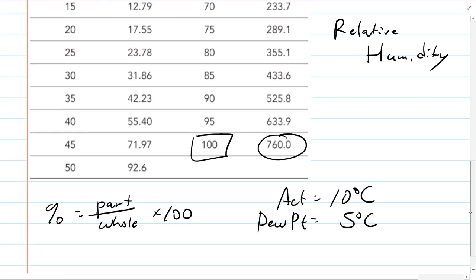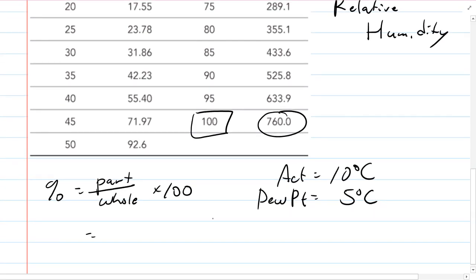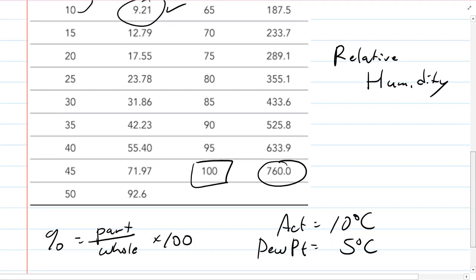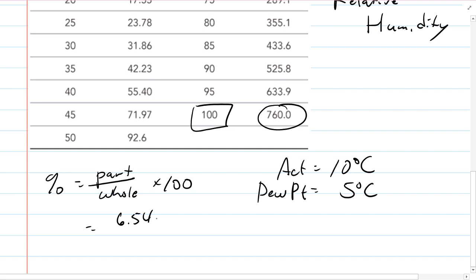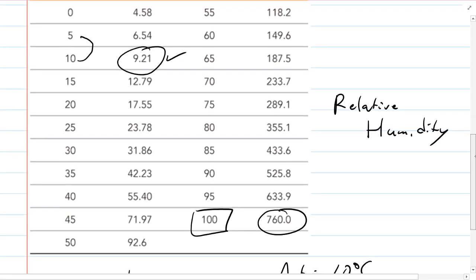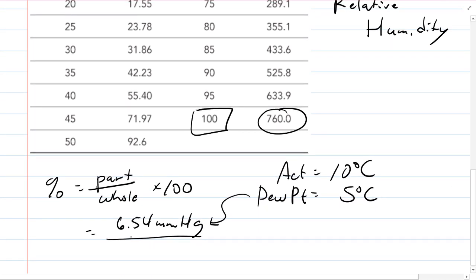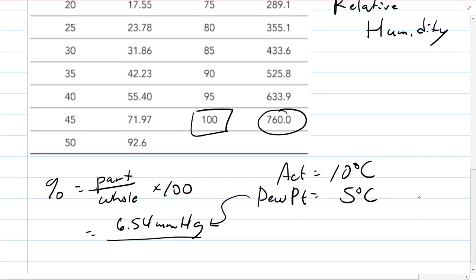So if you want to calculate the relative humidity with these conditions, you would take the part, which in this case is the actual amount of water vapor in the air, which is going to be the 6.54 millimeters of mercury. Again, this would come from the dew point. Then we'd divide it by the vapor pressure at the actual air temperature, which is the amount that it could hold, which would be 9.21 millimeters of mercury. Then we take this result and multiply it by 100, and this would give us the relative humidity. If you run it through your calculators, you can do that quickly.